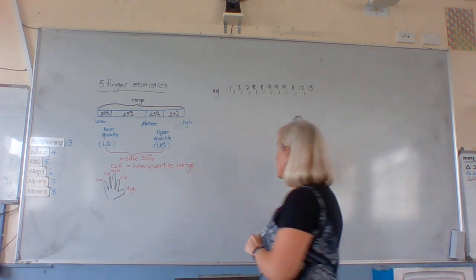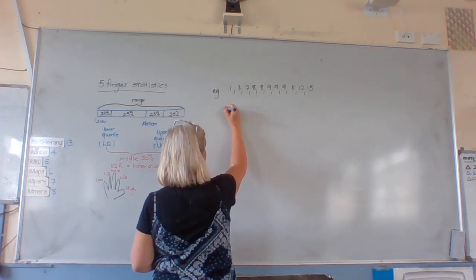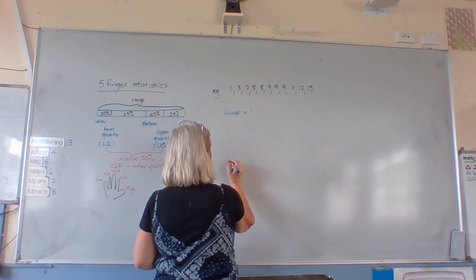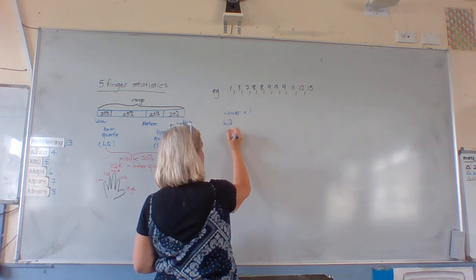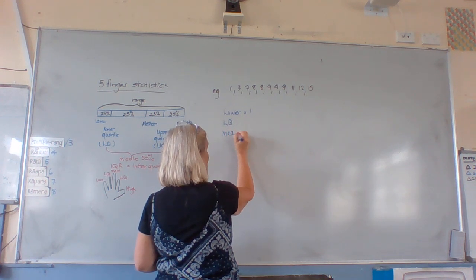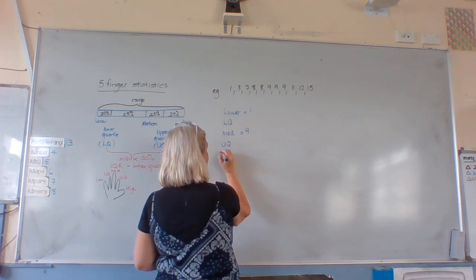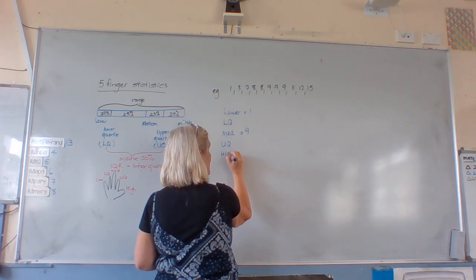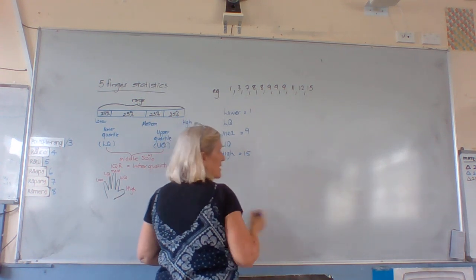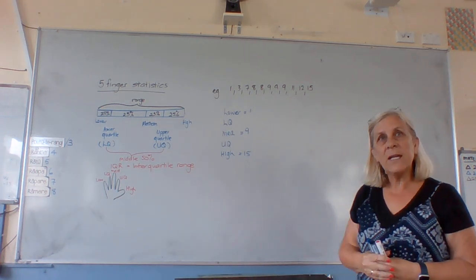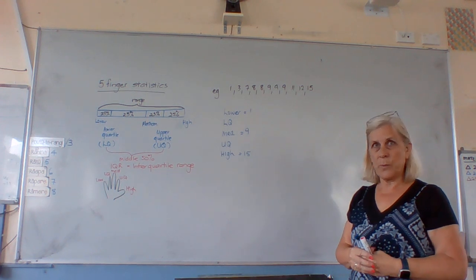So we generally write them down the page. So the lower is 1. The lower quartile we'll come back to. The median we worked out yesterday was 9. The upper quartile and the highest is 15. So the two in the middle of there are the new ones that we're trying to find. They're the middle of that group.